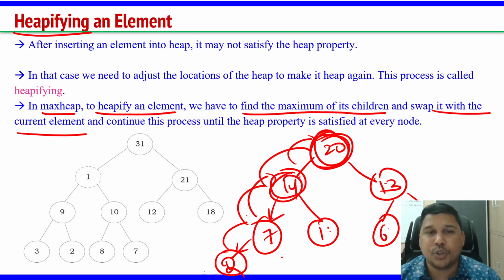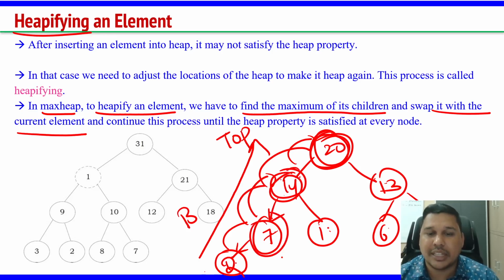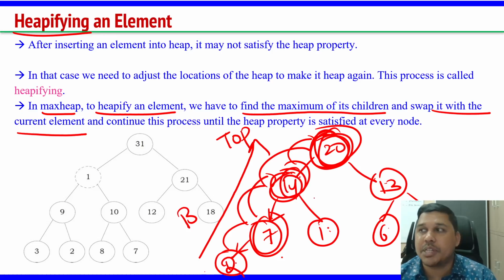If we should make one observation here, when I inserted 20 here, I am doing the operation from bottom to top. From bottom to top I am doing the heapifying process, first this root, then this root, then this root, and I can observe that this is nicely satisfying the property of max heap. Sometimes you may need to do it downwards also.